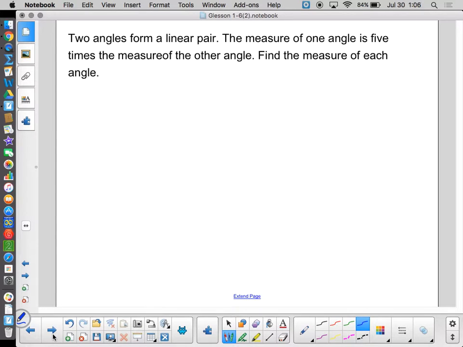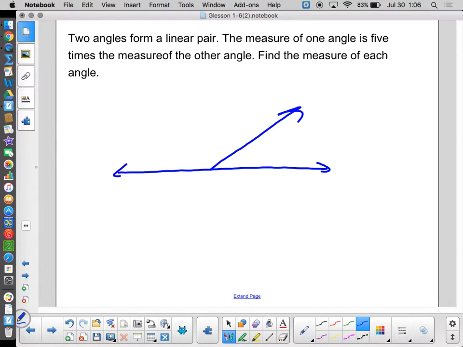Two angles form a linear pair. The measure of one angle is 5 times the measure of the other angle. Find the measure of each angle. Again, no picture given, and just a verbal description. How are we going to deal with that? Start by making a model. Model being a picture. It's a linear pair. I love linear pairs. They're super easy to draw.